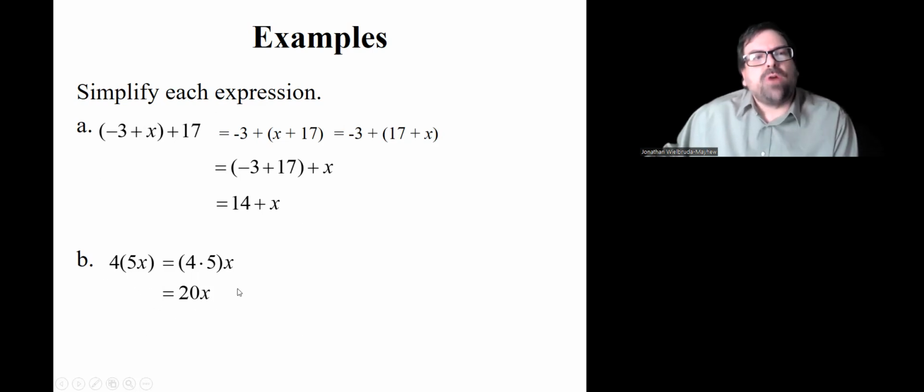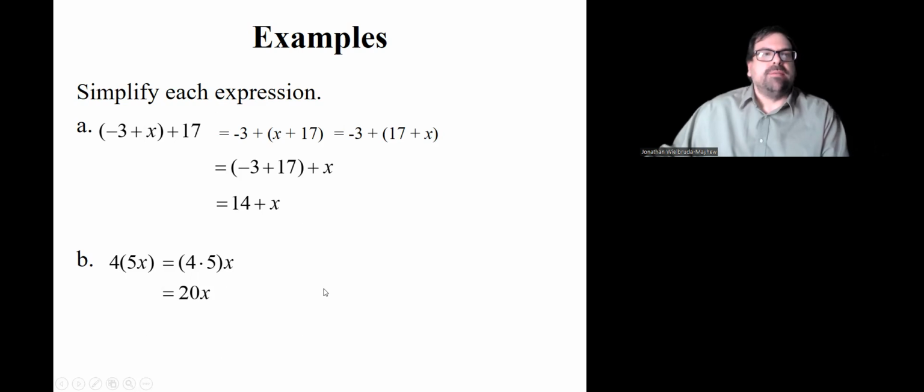But once again, these properties are working in the background. In practice, all we have to do is notice that it's all multiplication. We can drop the parentheses and multiply what we're able to multiply, the 4 times the 5.